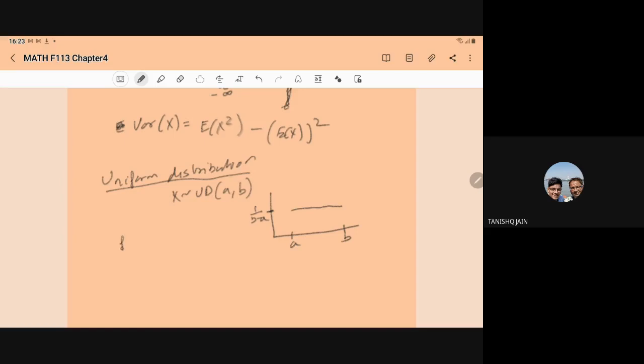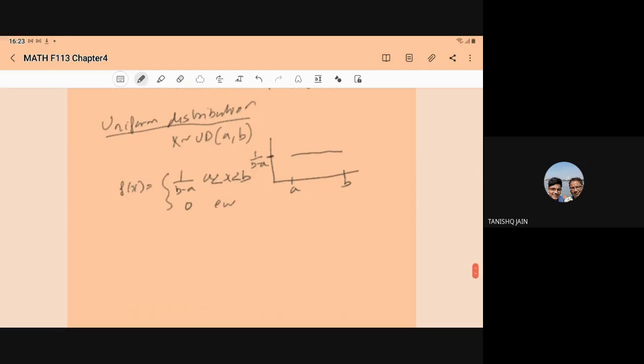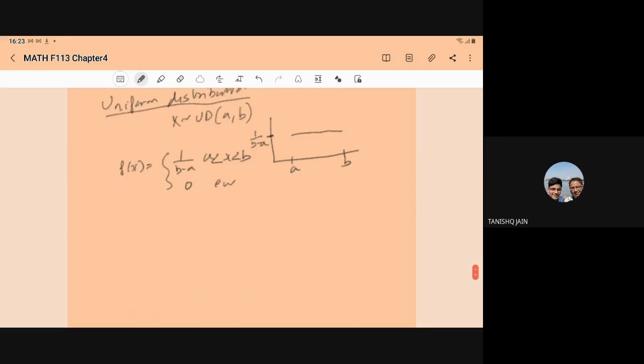So here it is given to you, f(x) is 1 upon b minus a for x from a to b and 0 elsewhere. Means before a it is 0, after b also it is 0, and otherwise it is uniform, constant, right? 1 upon b minus a. So now we have to check whether it is a pdf or not. So for the pdf, 1 upon b minus a is greater than or equal to 0 for all x between a to b.